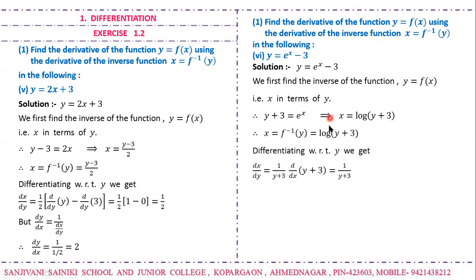So differentiate with respect to y, we get the derivative 1 upon y plus 3, and then we will use the formula of inverse differentiation. Dy by dx is 1 upon dx by dy, because y and x are the inverse functions of each other. So put that value in this equation, and then finally we'll put the value of y plus 3. Y plus 3 is e raised to x.